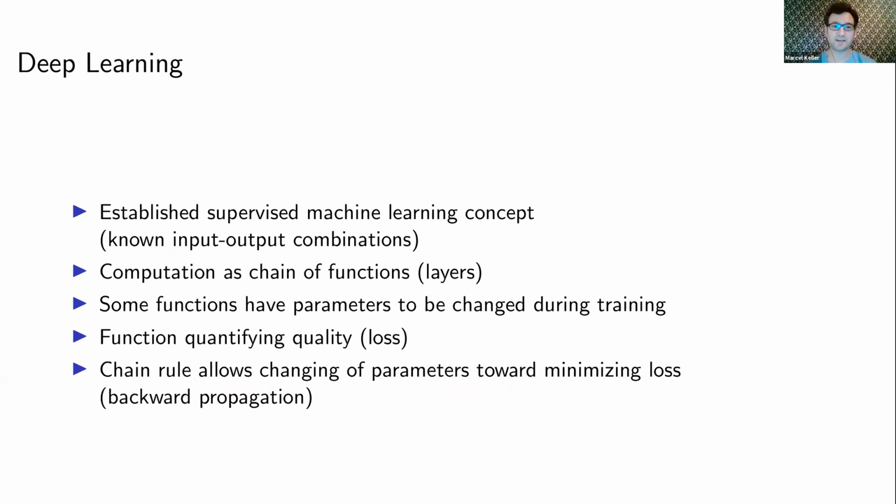A few words about deep learning. It's an established concept in supervised machine learning, which means that we have known inputs and outputs. Basically, we have data where we know what we want to figure out on some other input data. The computation is specified as a chain of functions, which are called layers. Some of these functions have parameters, and it's these parameters that we want to figure out during a learning or training process. There is also a function quantifying the quality of the parameters, how good they work. And this function is called a loss function.